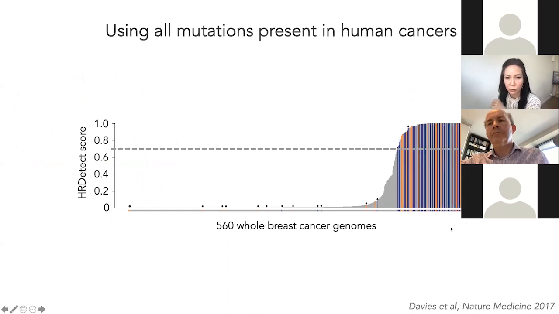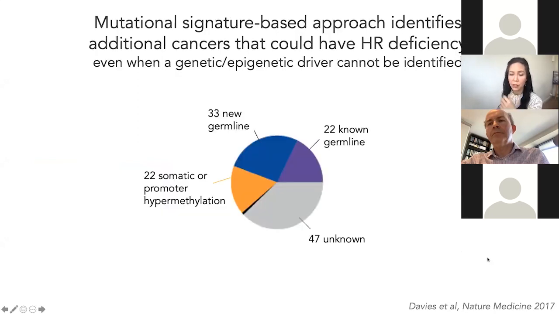When we applied it to the 560 whole genome sequenced breast cancers here, we found a surprisingly high proportion of cases had high scores: 22%, not 1 to 5%. That's 1 in 5 women who could have a breast cancer that may have BRCA deficiency, which has implications for the options of treatments available to them. If we look at them in more detail, there were the 22 cases that we knew had germline mutations because we recruited them, but we uncovered another 33 families with BRCA1 and BRCA2 defects, so we opened a can of worms there.